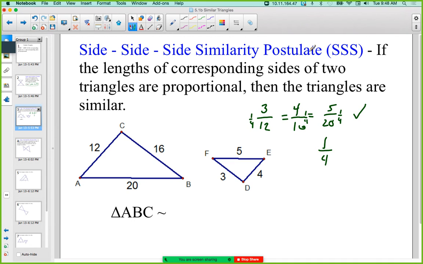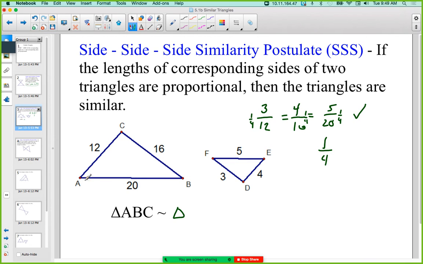Okay, so we do have 3 pairs of proportionate sides. All right, so that does work. So we can use side, side, side. So let's write down our similarity statement. Triangle ABC is similar to triangle, let's see, ABC.